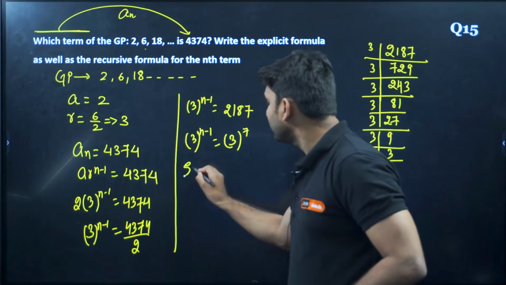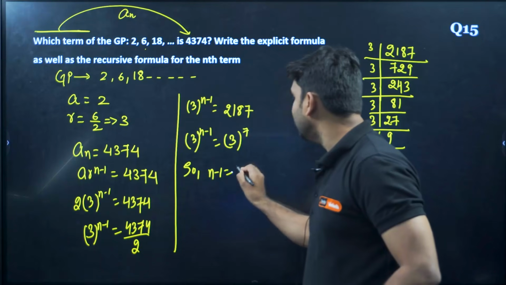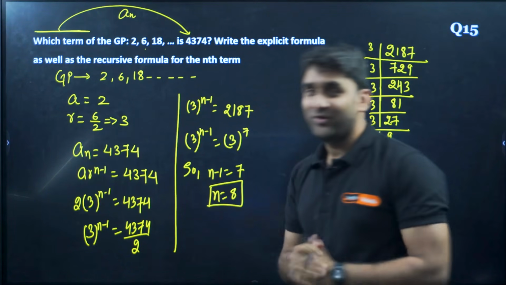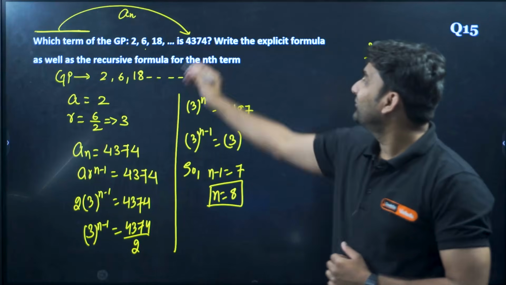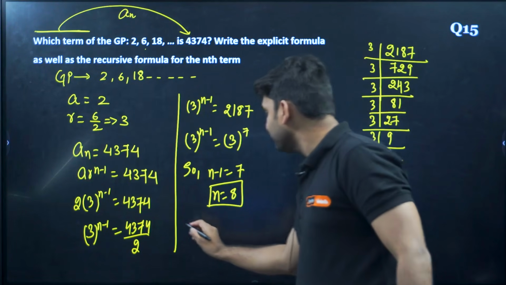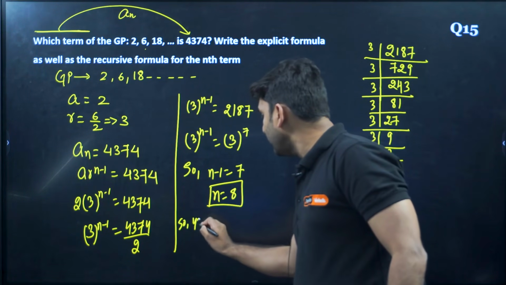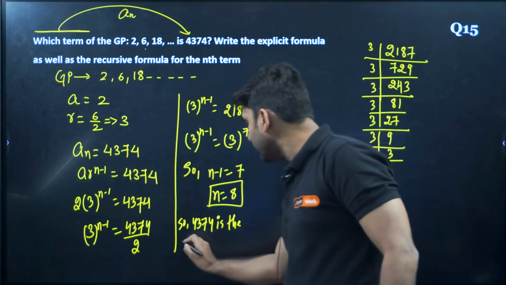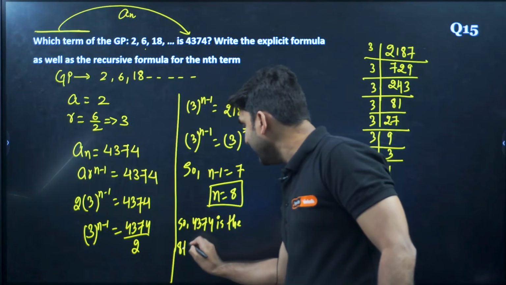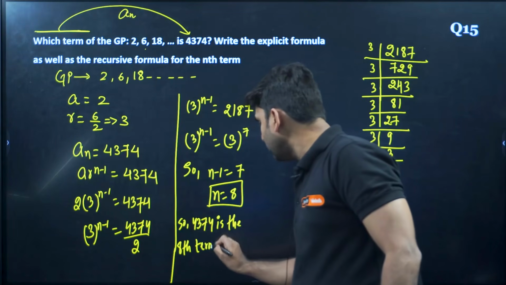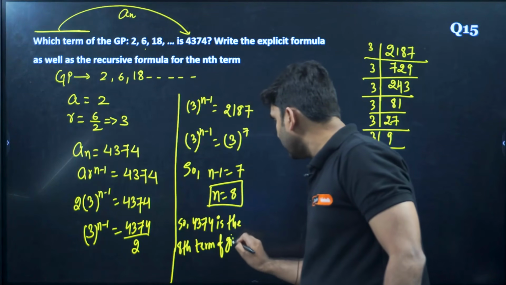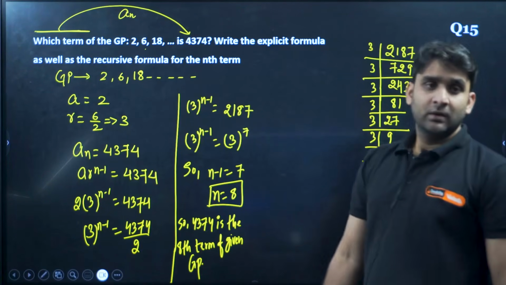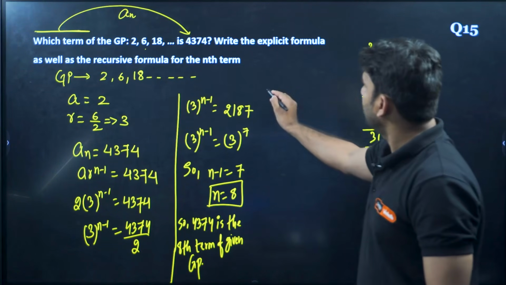So N minus 1 is equal to 7. So N will be equal to 8. Wow. N is equal to 8. So 4374 is the 8th term. So 4374 is the what? 8th term of what? Given GP. Clear? Okay. Few more questions are here.